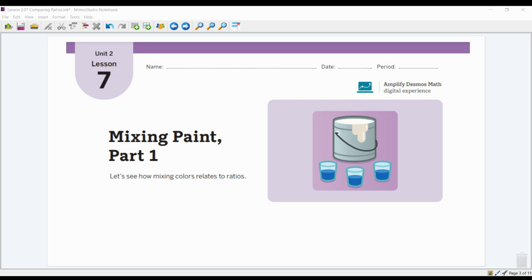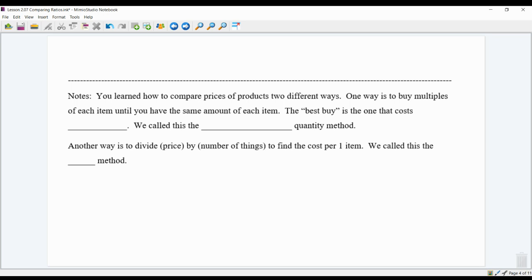It is about mixing paint, and this is lesson 7, part of unit 2, has to do with ratios. All right, so let's take a look at some things we've learned before.